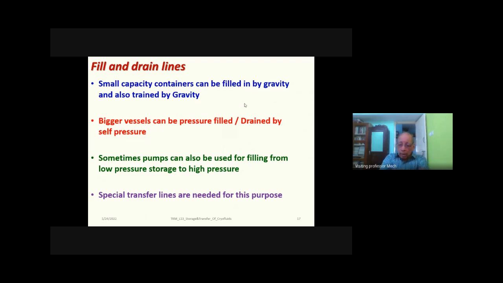What about filling and draining of the cryogenic fluids? How do you do that? In small capacity containers, it can be filled by just gravity. One can just take the container, lift it, and then pour the liquid into whatever you want to fill. It is drained by gravity. On the other hand, in the case of bigger vessels, you need to have a pressure filling or pressure transfer, either for filling into the container or draining out of the container. You can also use special pumps. Cryogenic pumps can also be used for filling from the low pressure storage to high pressure. And special transfer lines are needed for this purpose.